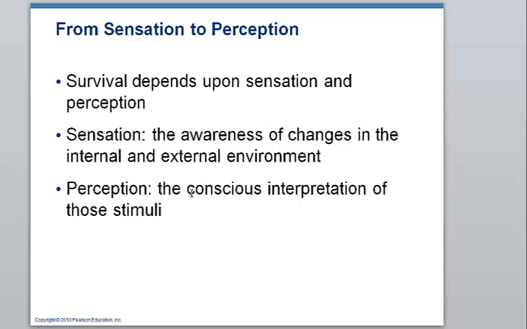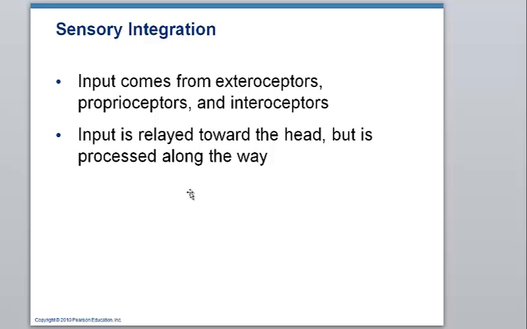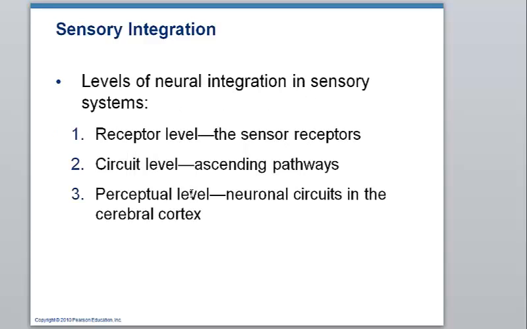Once the sensation is received from either internal or external, it has to be interpreted. That is perception, conscious interpretation of these stimuli. What should be done in your body, right? So there are 3 levels at which sensory integration can take place. The first one is the receptor, that's your sensory receptors. That's where the stimuli is being received.